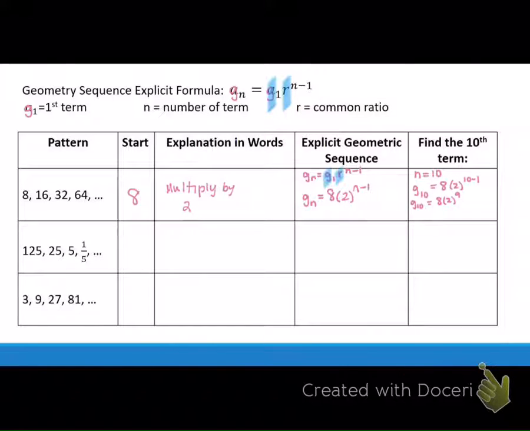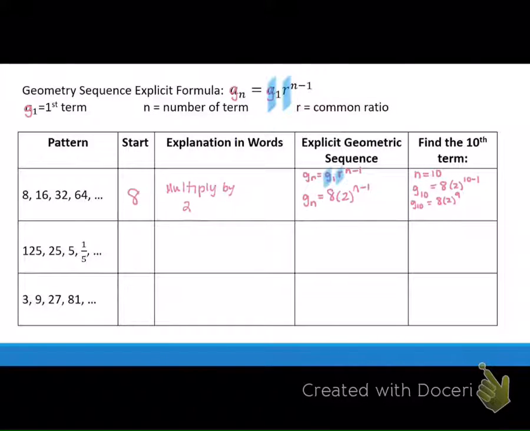Nine is an exponent, yes. 10 minus 1 is the exponent. Yes, and I just simplified it. That's because you didn't do it right. You need to type 8 times 2 to the 9th. You can't multiply them together first.